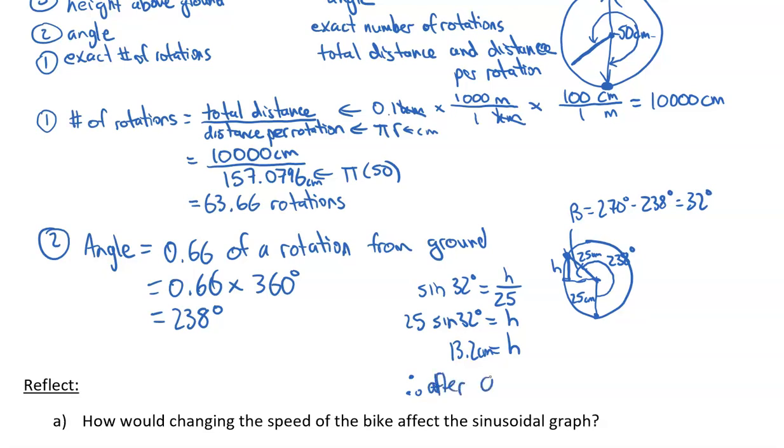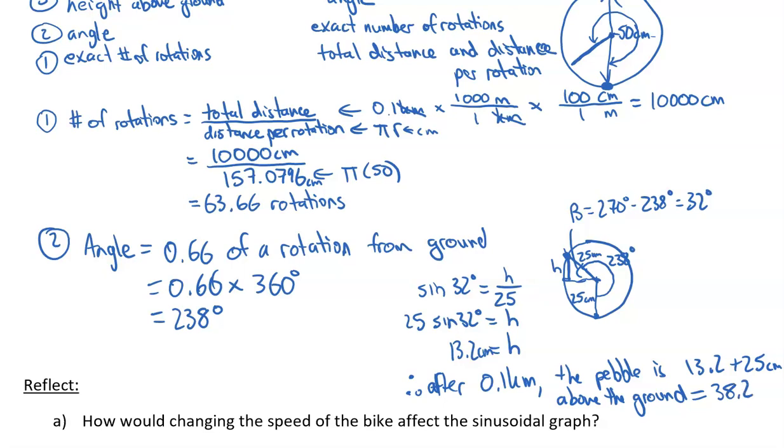So we can conclude, therefore, after 0.1 kilometers, the pebble is 13.2 plus 25 centimeters above the ground. In other words, it's a total of 38.2 centimeters. Now you could carry a few more significant digits, a few more decimal places than I did there, but that's the idea of how that's done. And so that was the third thing there, was the height above the ground if we knew the angle. So that was step number 3 right there. So there you go. We've got 38.2 centimeters above the ground.